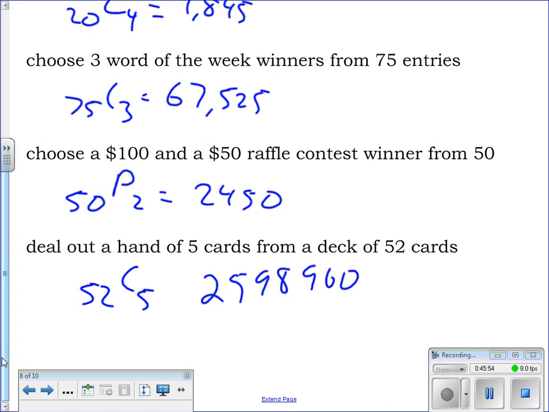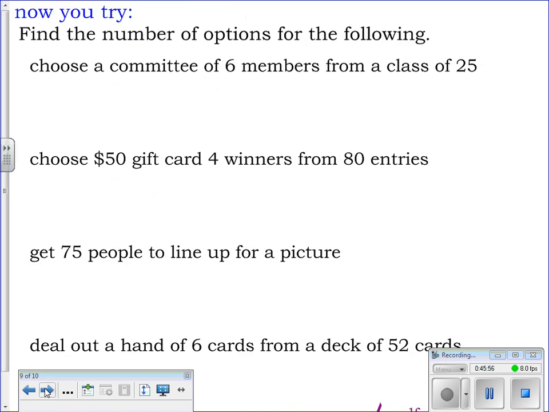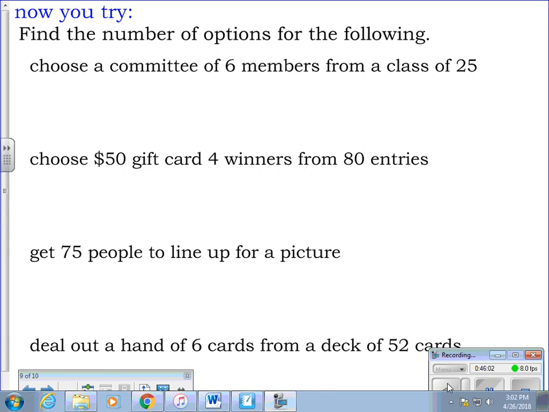Okay. Do those. You have to decide whether it's a combination or a permutation. Let's finish this up. Okay, so the first one, does order matter? No, so it's a combination. 25, choosing 6 at a time, and you get 177,100.